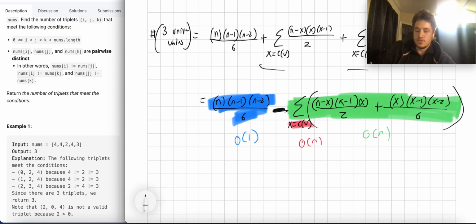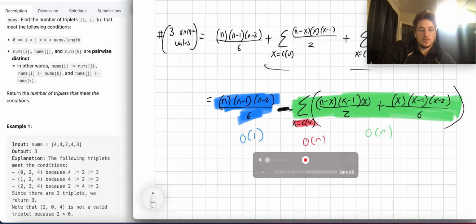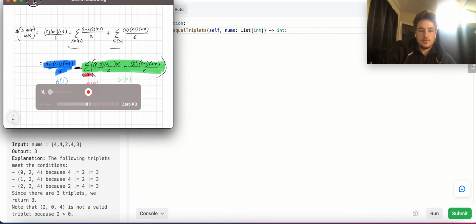So we can just use a simple Python script to make this happen. So with that said, let's just get right into it.